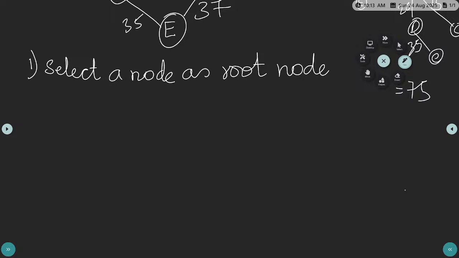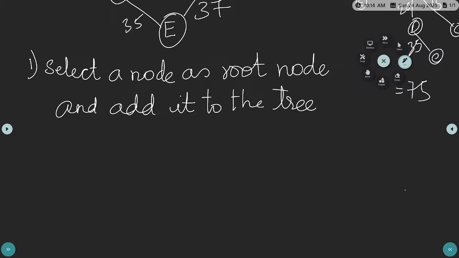Okay, it's a 10 marks question. Write down, select a node as root node and add it to the tree. So I am taking some node. Let us take some node D. Okay, I didn't tell anything as a starting node. Clear? I am taking D. Clear? Next, step 2.